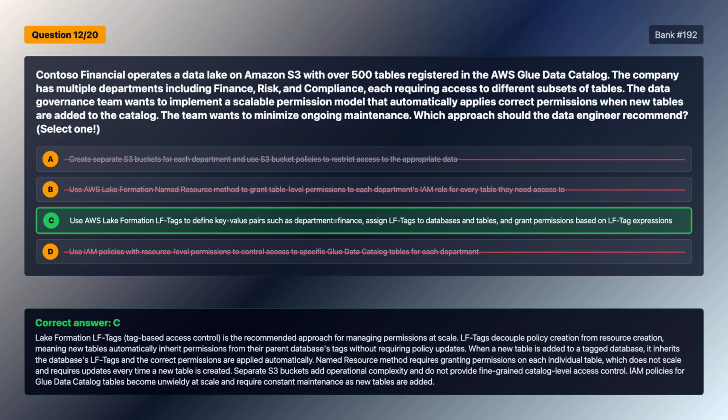Separate S3 buckets add operational complexity and do not provide fine-grained catalog-level access control. IAM policies for Glue Data Catalog tables become unwieldy at scale and require constant maintenance as new tables are added.